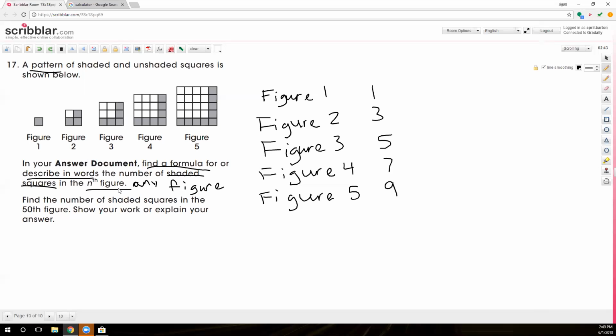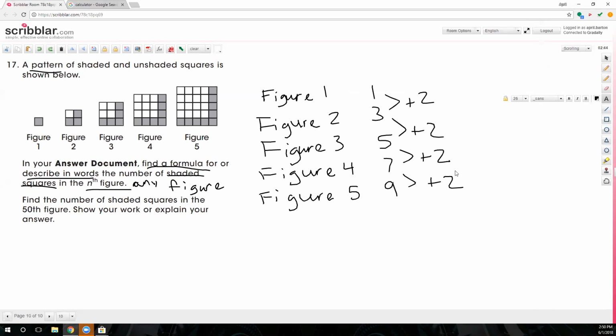So we want to look for a pattern. Do we notice anything in common about these numbers or anything they're going up by every time? What's special about this? So one thing that's special is you're adding 2 every time. Okay, so one way we could describe this is we're going to add 2 to the previous figure. We added 2 to figure 4, and that gave us figure 5.